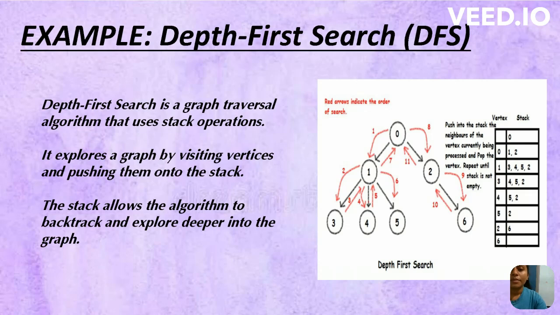Example of depth first search. Depth first search is a graph traversal algorithm that uses stack operations. It explores a graph by visiting vertices and pushing them onto the stack. The stack allows the algorithm to backtrack and explore deeper into the graph.